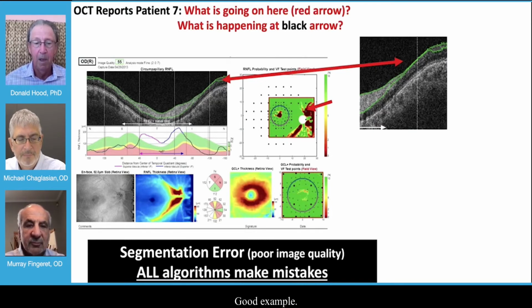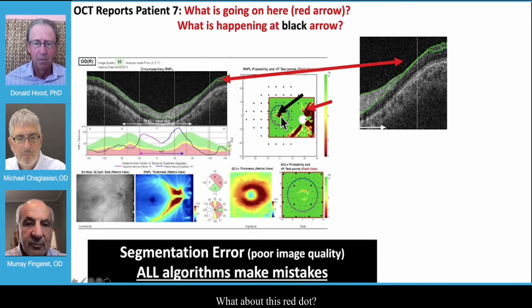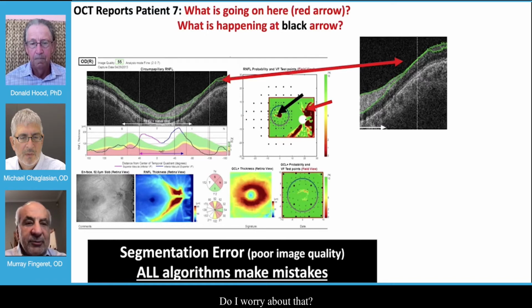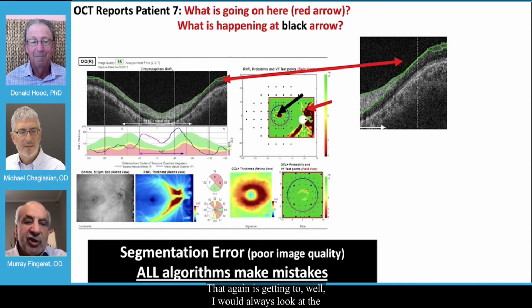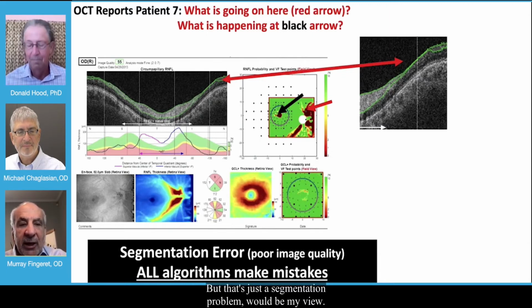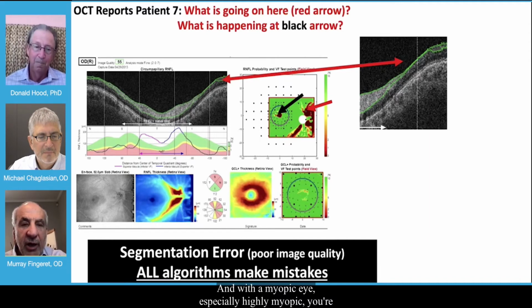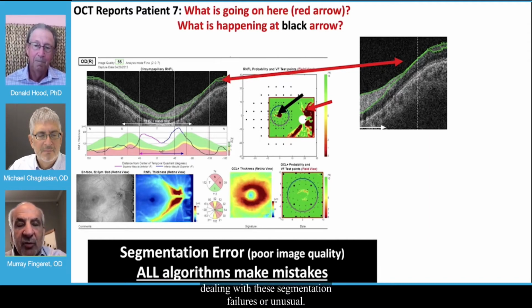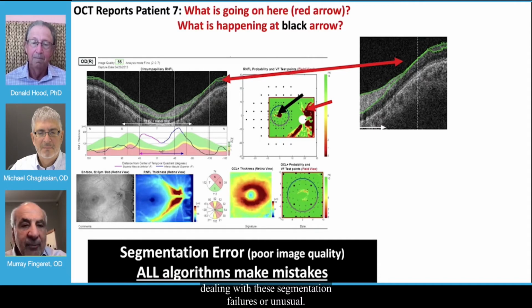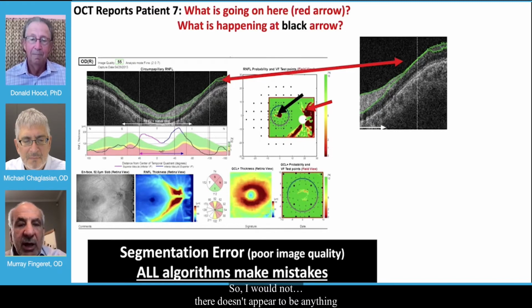Good example. Yeah. What about this red dot? Do I worry about that? Well, I would always look at the macula in the view, but that's just a segmentation problem would be my view. And with a myopic eye, especially highly myopic, you're dealing with these segmentation failures or unusual findings. So I would not worry; there doesn't appear to be anything going on that I can see.